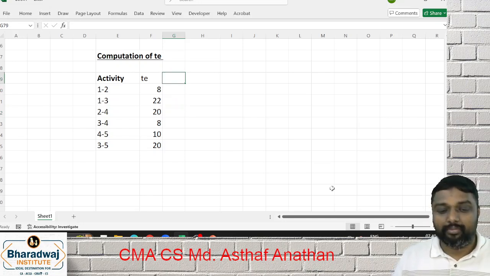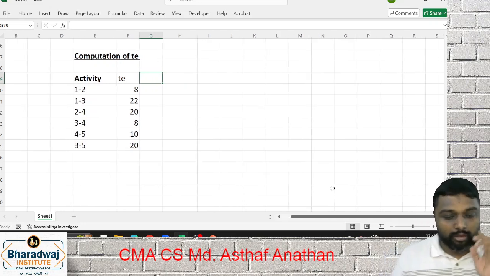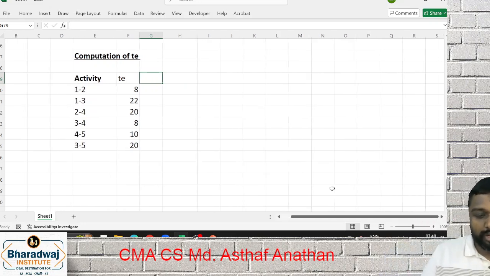We have to go with the diagram. I know you are ready. So we have 1 to 2, 1 to 3, 2 to 4, 3 to 4. So we can go for that.